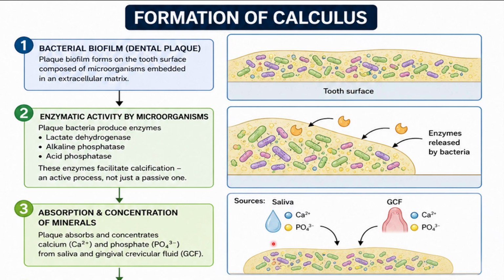Coming to the third step, that is absorption and concentration of minerals. Here the plaque starts absorbing calcium and phosphate ions. These minerals are mainly obtained from two sources: saliva, which is the primary source for supragingival calculus, and the GCF, which is the major source for subgingival calculus. As the concentration of these ions increases within the plaque, the conditions become more favorable for mineralization of calculus.